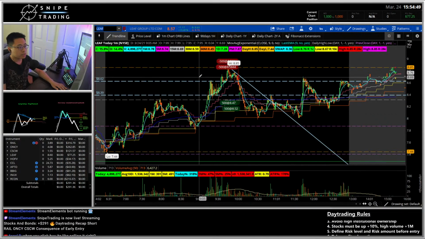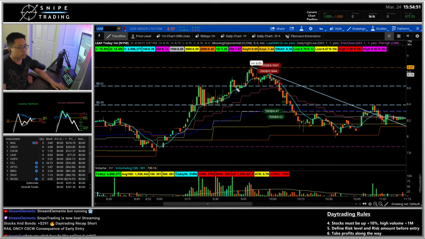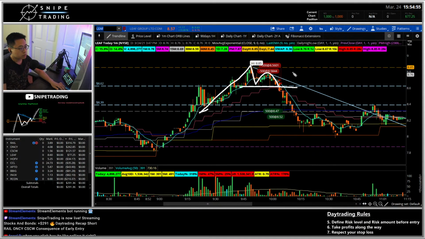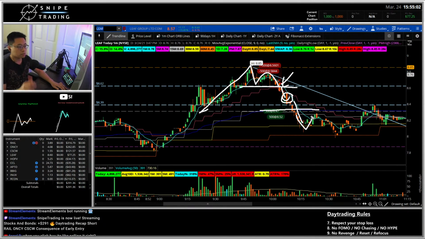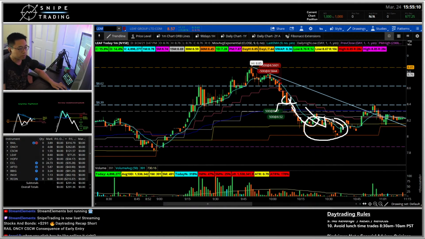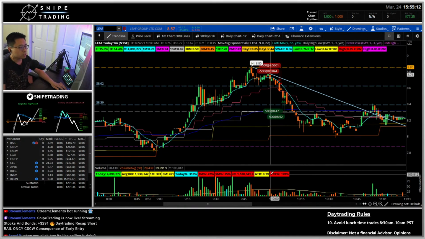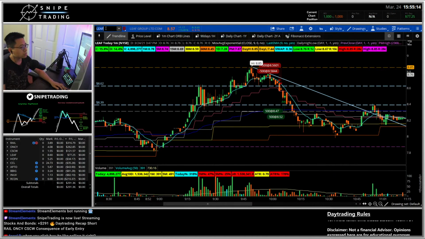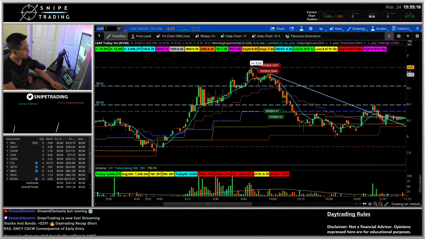So LEAF had a 5-minute reversal, an inverted cup and handle. I took that short cover, and it went twice the distance there. I covered pretty much when the 15-minute EMA was here, and it just cracked the 15-minute EMA straight down to the hourly. So that was a decent quick trade on LEAF.